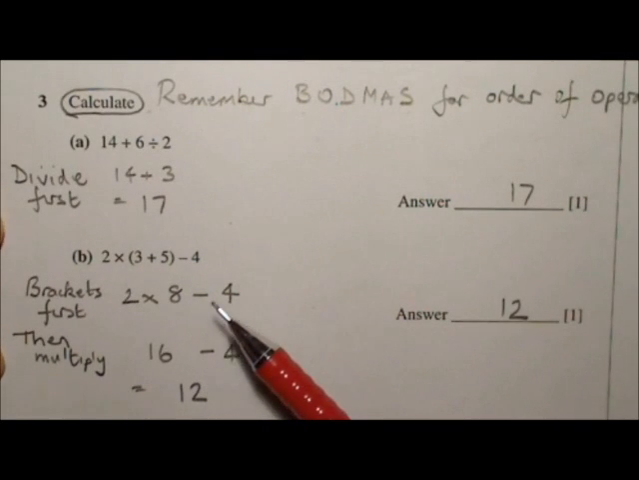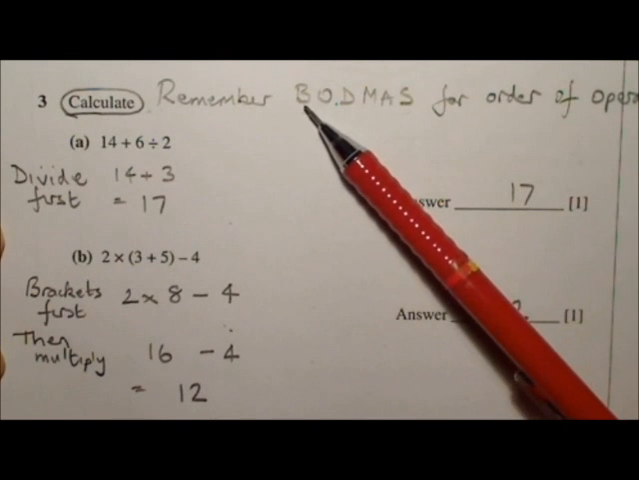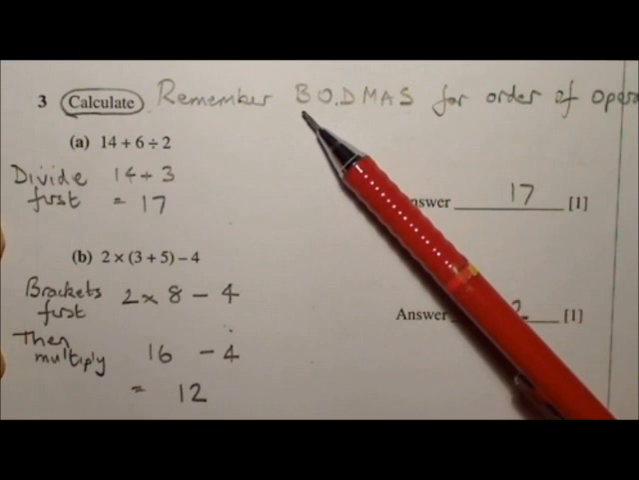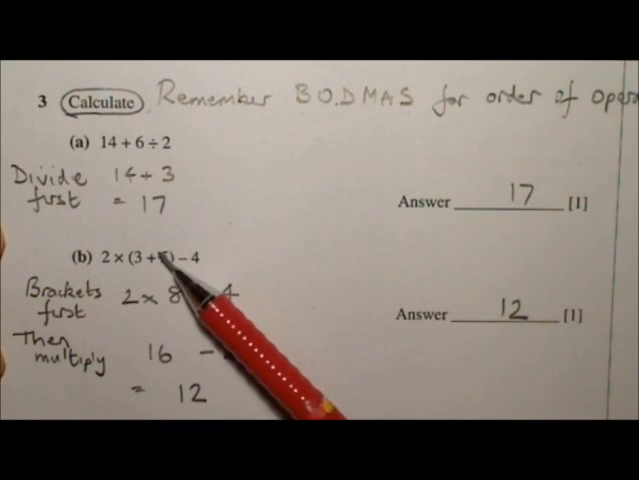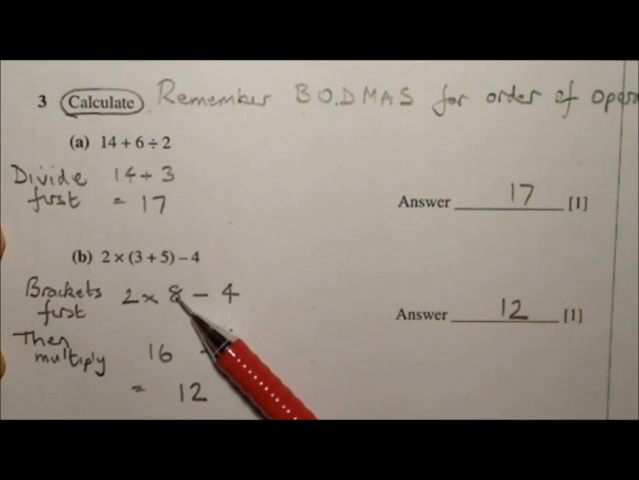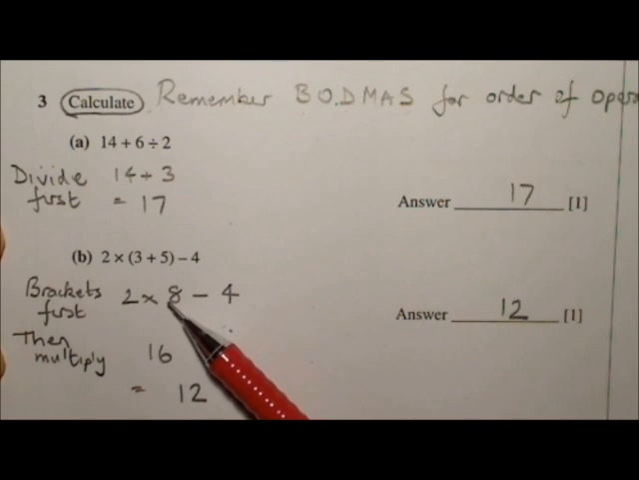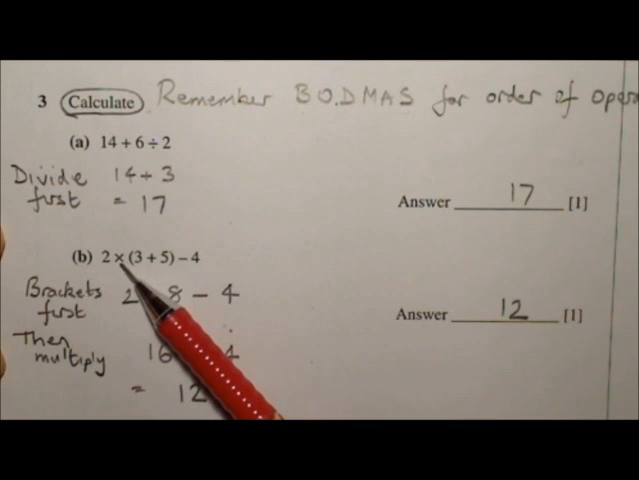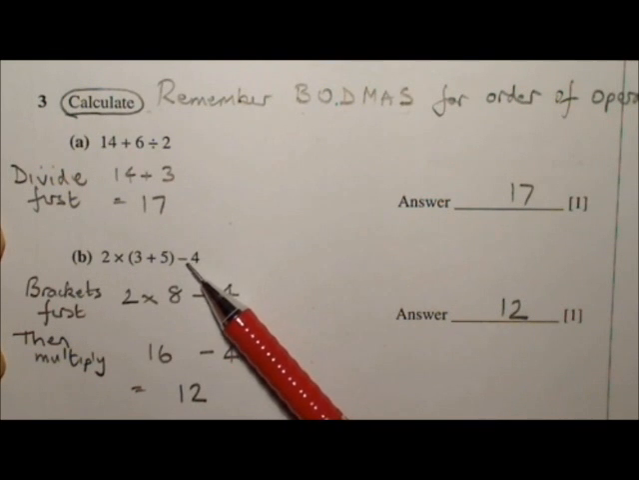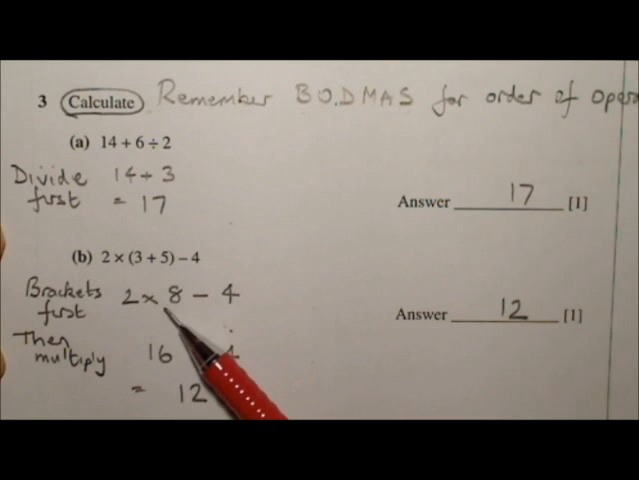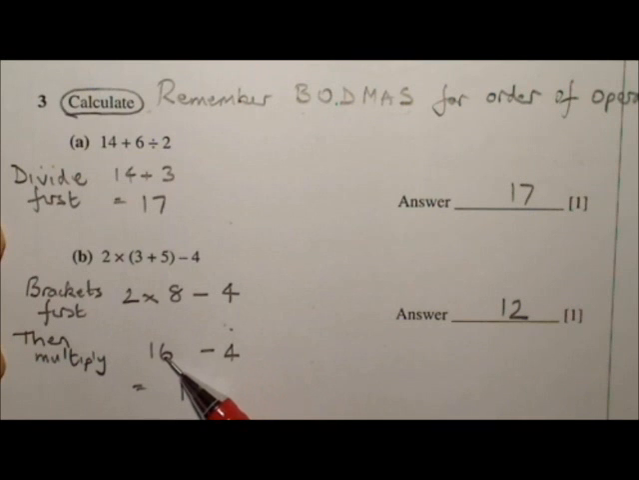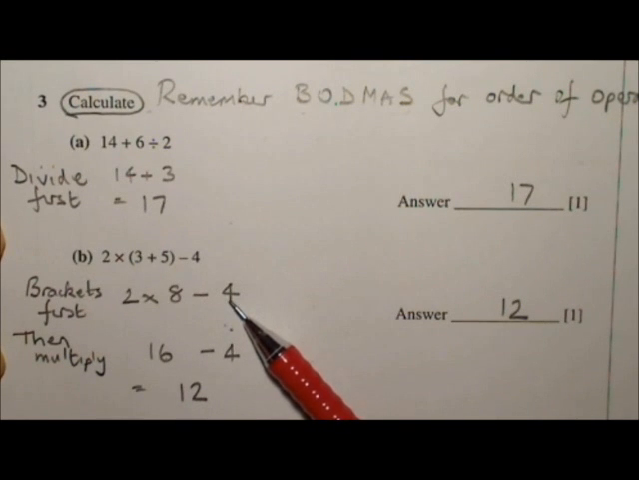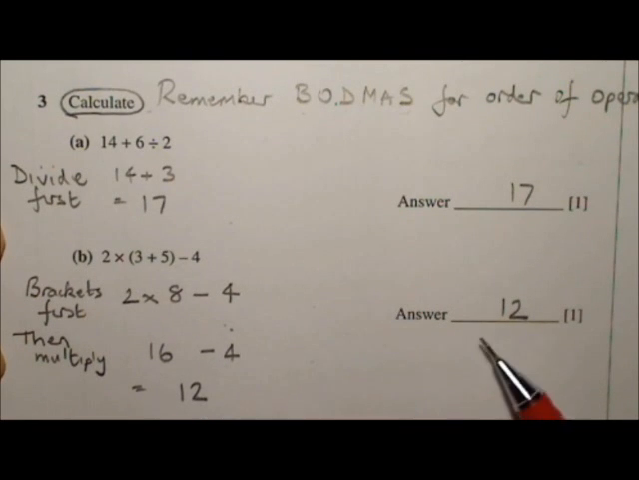And the second one down here, this time we've got a bracket in this calculation. So remember, B for bracket, we have to do that first. So we have to work out what's in the bracket. 3 plus 5 is 8. Now we can go back and do the next operation, which we have to do the multiply before we do the subtract. So it's going to be 2 multiplied by what was in the bracket, which is 8. 2 multiplied by 8 gives us 16. And then we're going to take away the 4. So the answer is 16 take 4 is 12.